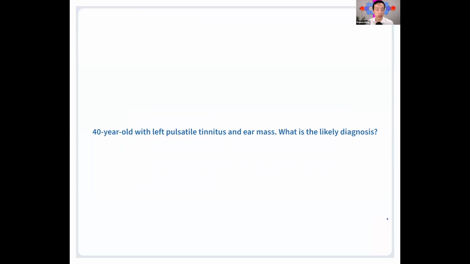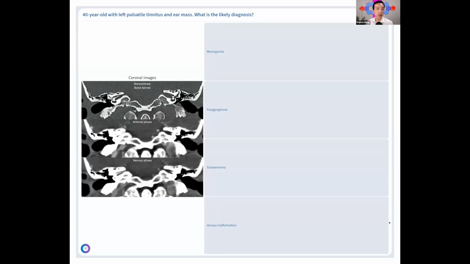Next question is a 40-year-old with left pulsatile tinnitus and ear mass. What is the likely diagnosis? I'm showing you coronal images through the temporal bones, non-contrast in bone kernel, arterial phase, and venous phase.